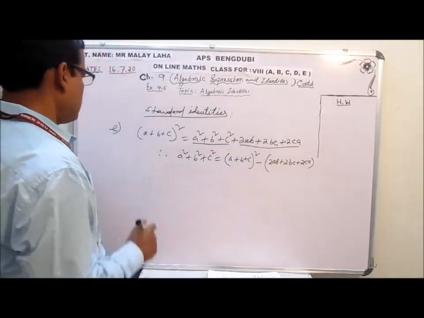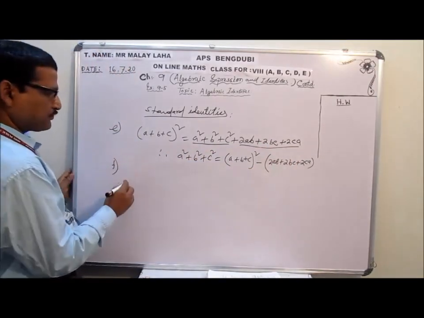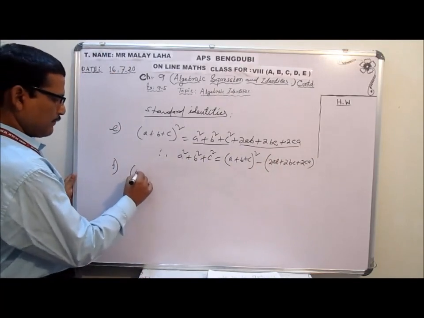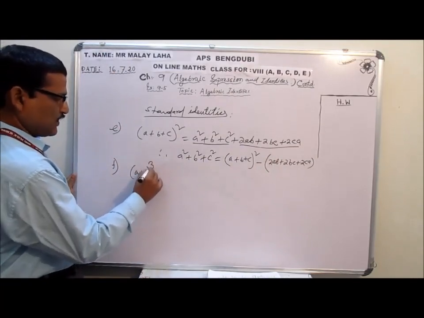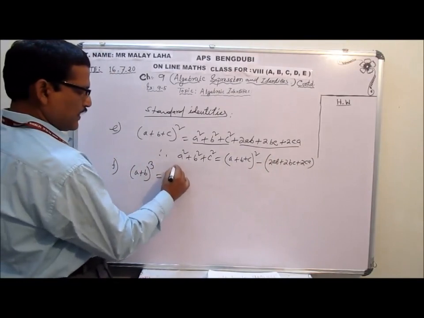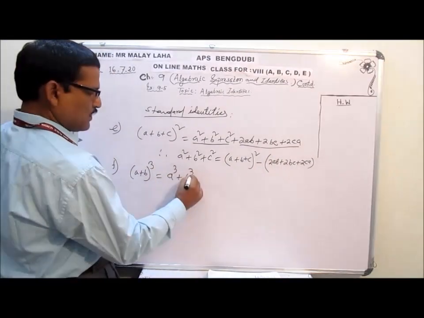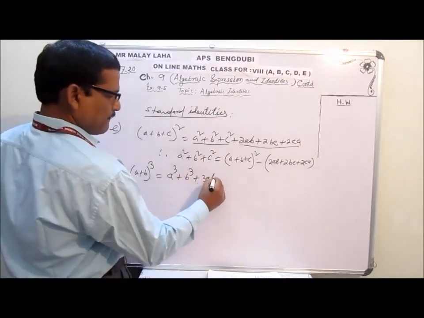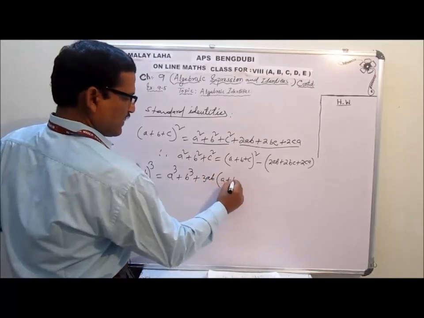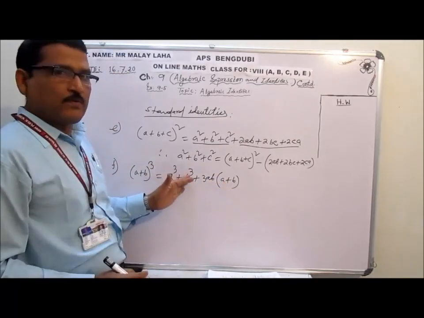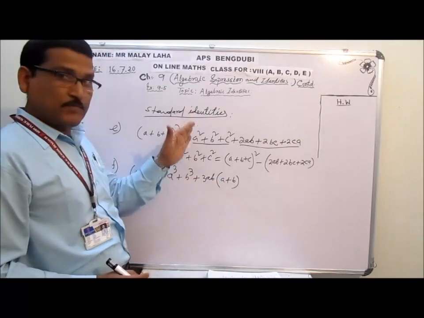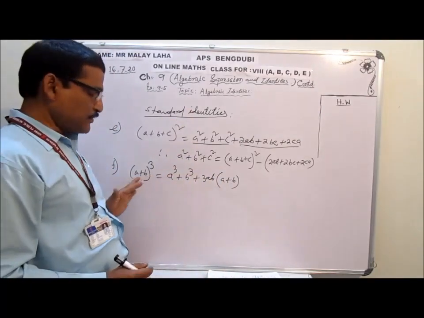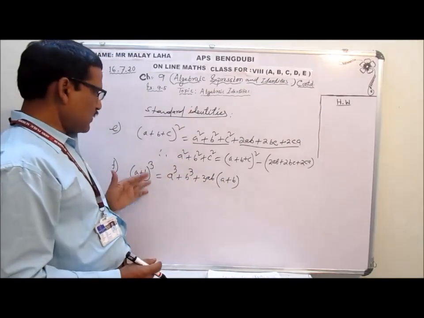Okay. Now the next one is (a plus b) whole cube, that equals a cube plus b cube plus 3ab into (a plus b). It is the reduced form of this expansion. Okay, whatever I am showing, that is the expansion of this algebraic square or cube.